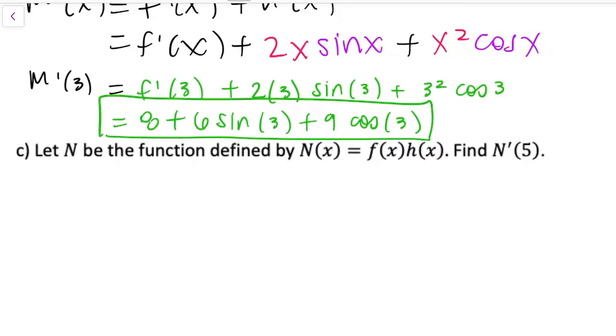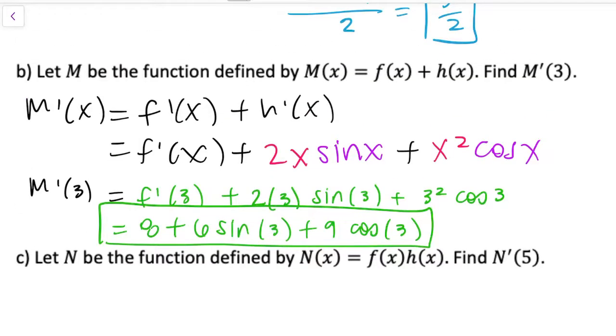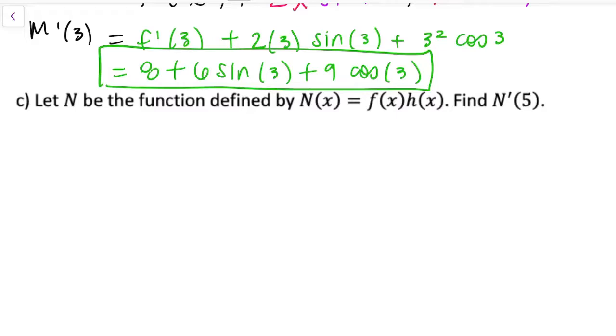Now we're letting n be the function f of x times h of x. And I want to find n prime of 5. Good news. We get to do the product rule twice. There's no way we can avoid it.